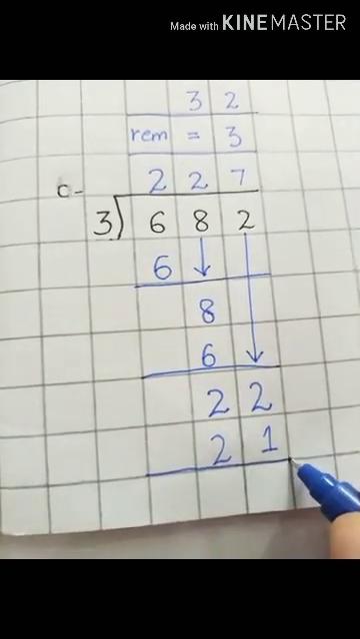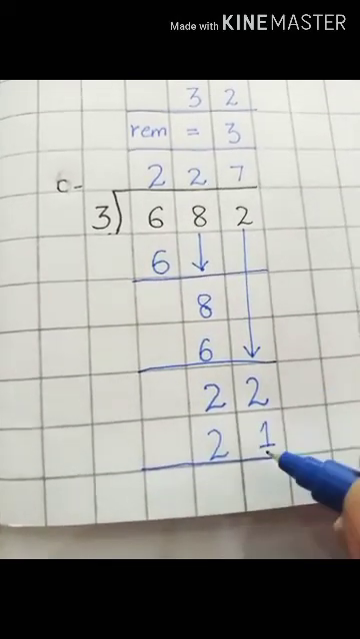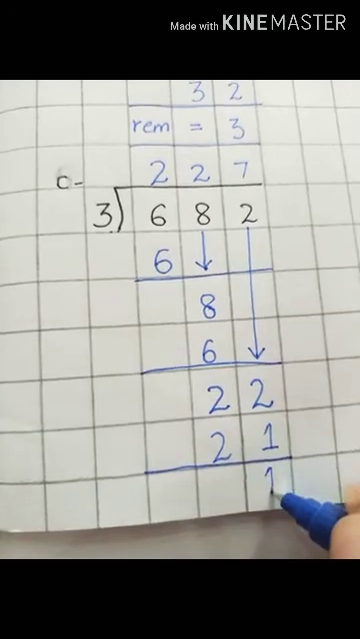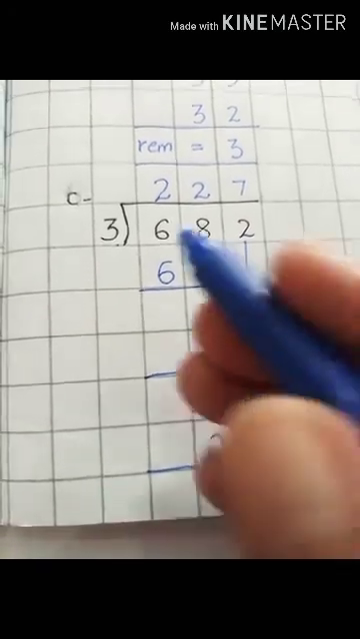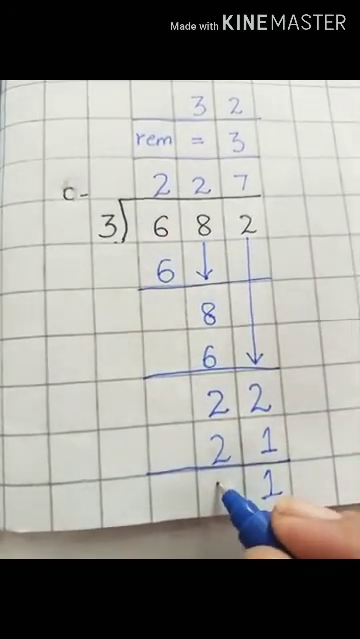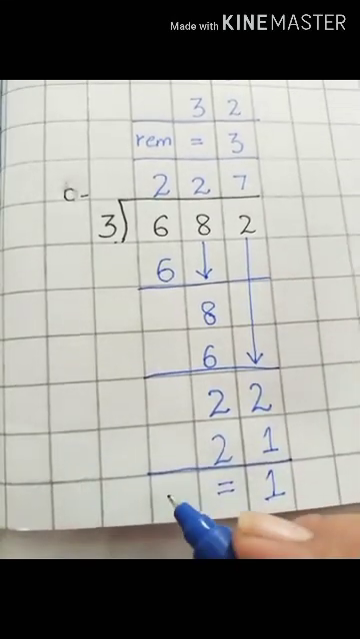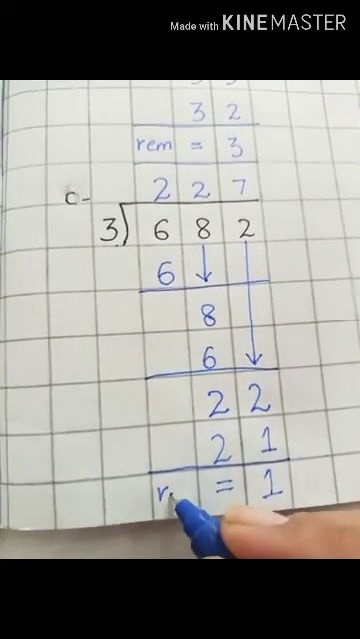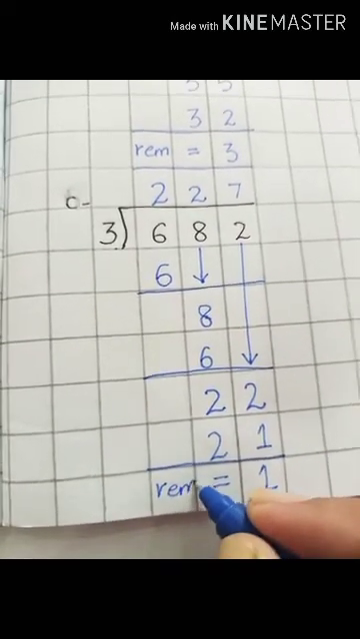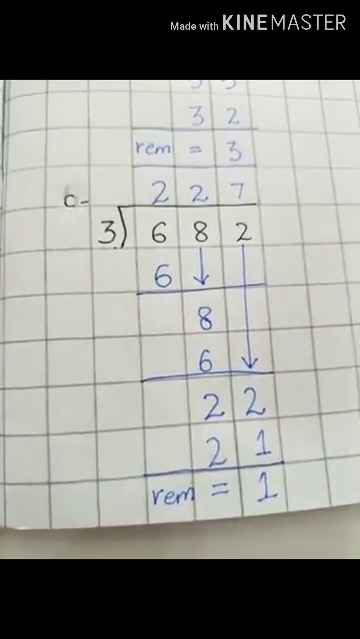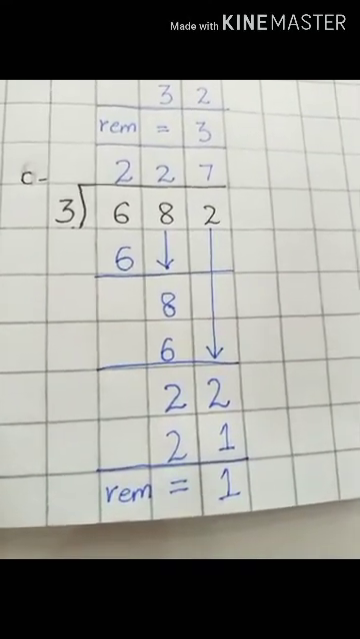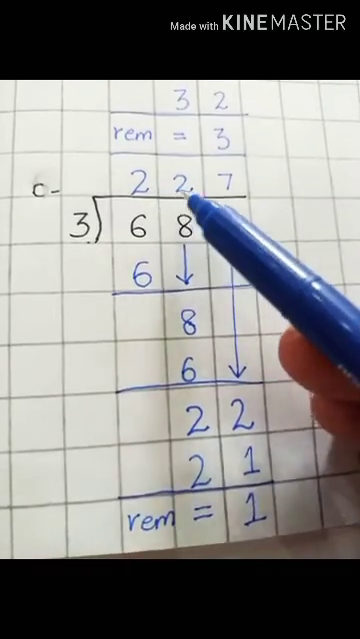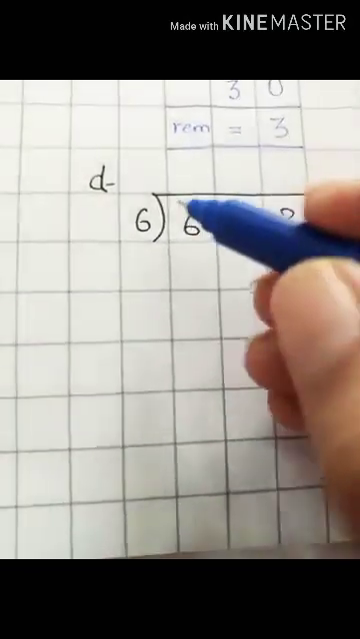Next is subtraction. 2 minus 2 is 0 and 2 minus 1 is 1. So students, this one is smaller than my divisor, so I can't divide it further. So this one will be my remainder. I am writing the REM, that is representing it as my remainder. And my quotient is 227. Next is the part D. So students, look at this.